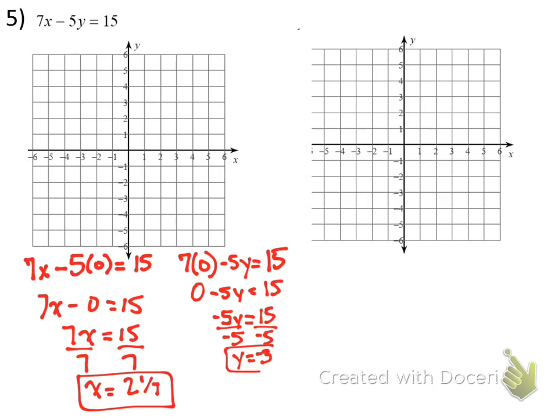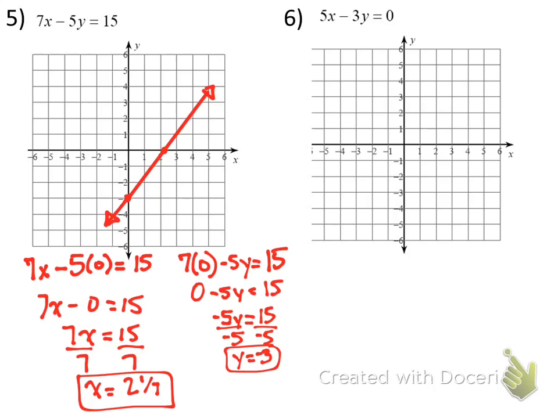Now we want you to plot it. Let me see you plot it. Ready, set, go. Okay, so you plot your x-intercept first. 2 and 1/7 is really close to 2. And then your y-intercept's negative 3. Plot your points. Graph it. That's it, okay?